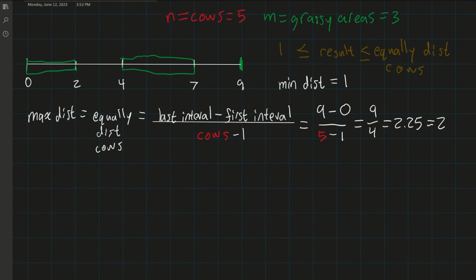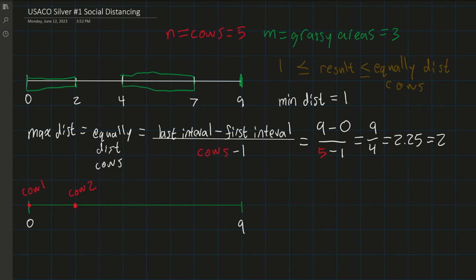Now let's visualize how that's going to look in an optimal scenario. So we have 0 here, we have 9 here. So let's break these cows into minimum distances of 2. So we can place down a cow here, cow 1. We can place it down here, cow 2. We can place a cow here, cow 3, 4. We can place a cow here, cow 4, 6, and a cow here, cow 5, 8.